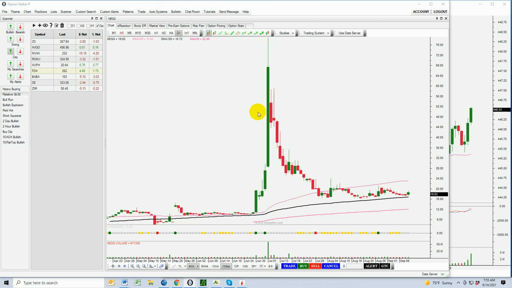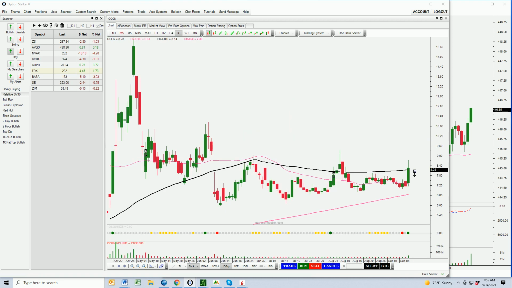Is this a meme stock? I don't even know what this is, but it's been compressing here. Looks like it wants to go. It's been sitting on that 100-day moving average. Yes, I think this is one that I would consider.